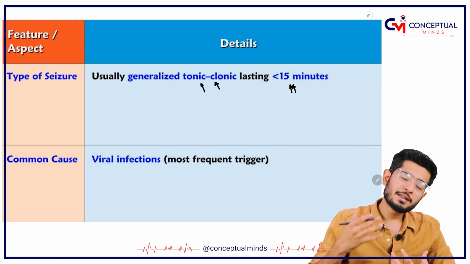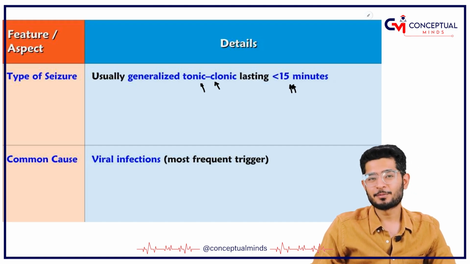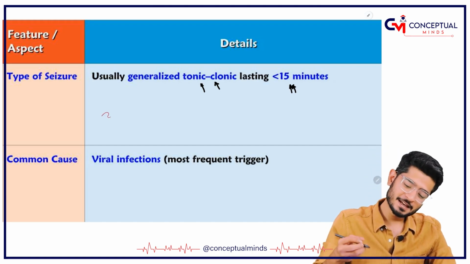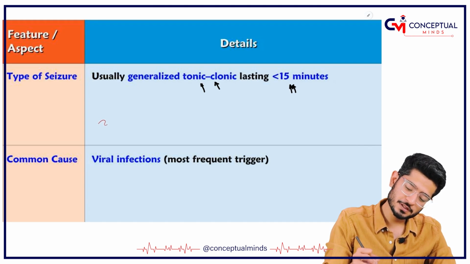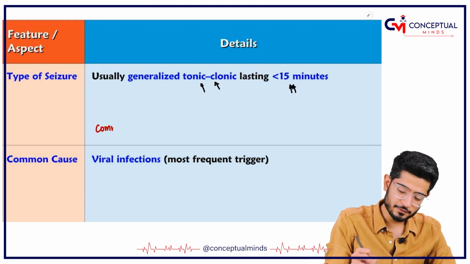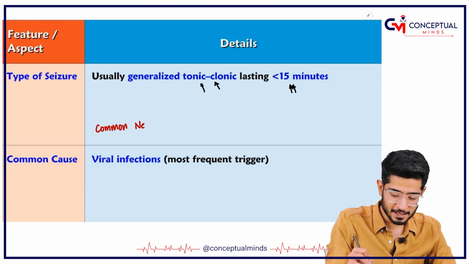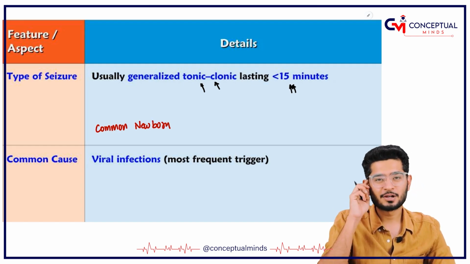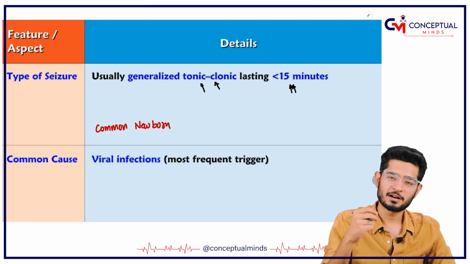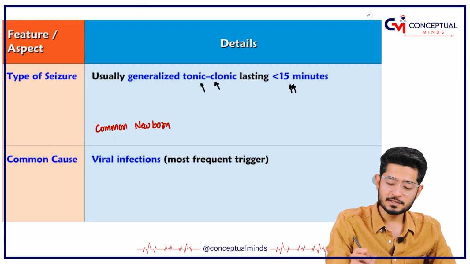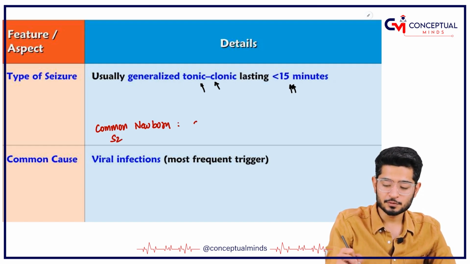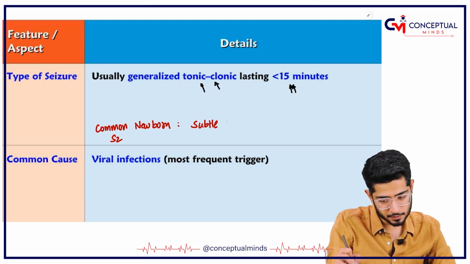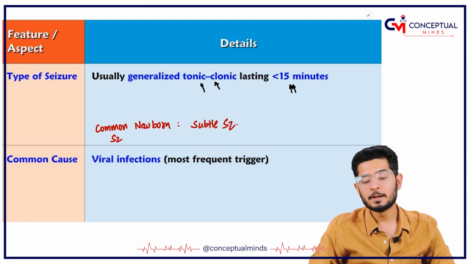One thing I've seen people commonly make mistakes on: they ask which type of seizures are common in newborns. They feel that if there's a newborn, the age group is close to 3 months, so they just mark febrile seizures. No, the common seizure in newborns is going to be the subtle seizure. Subtle seizure is the common one.